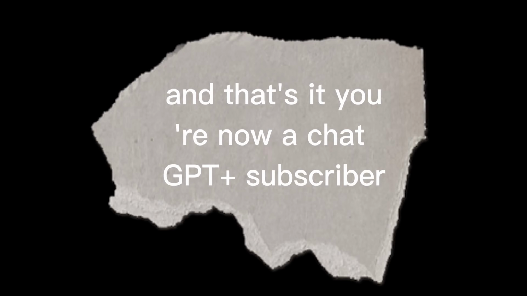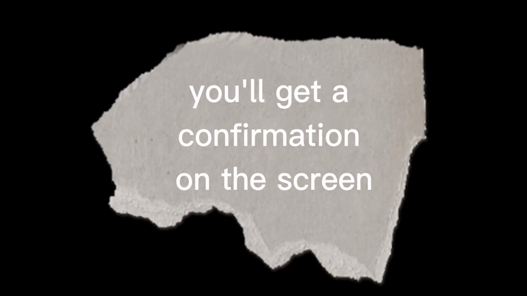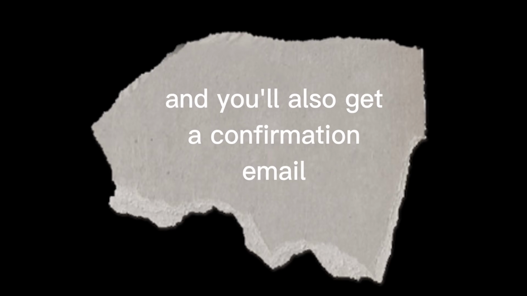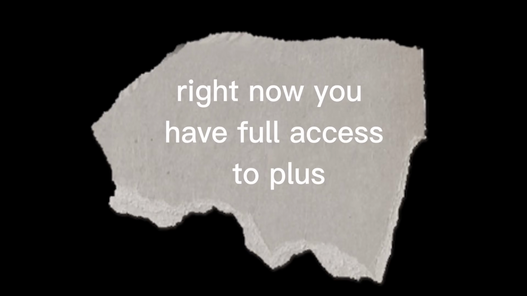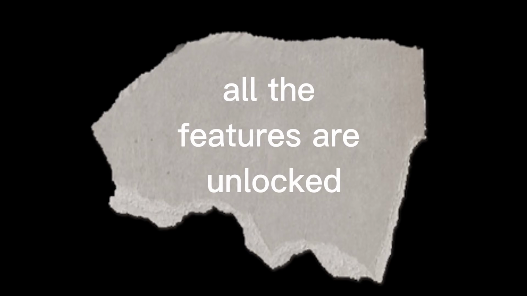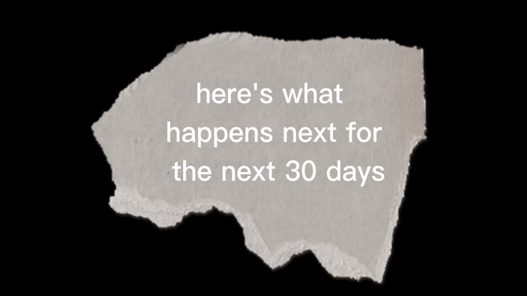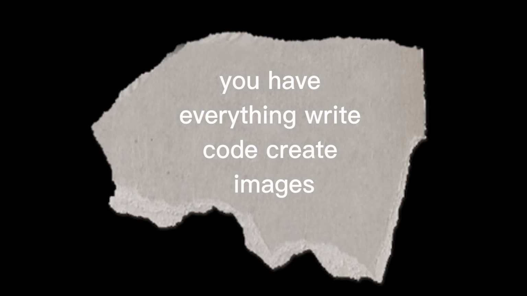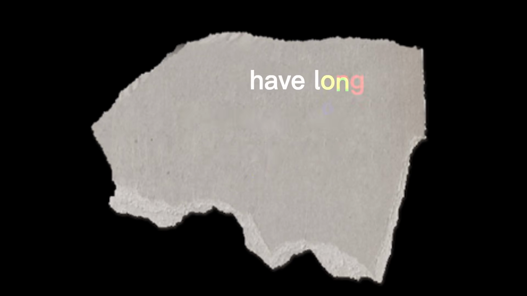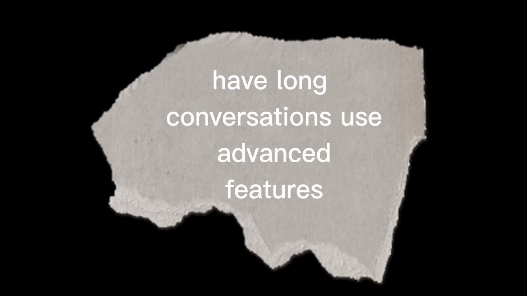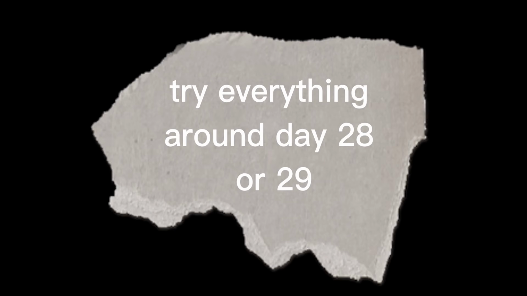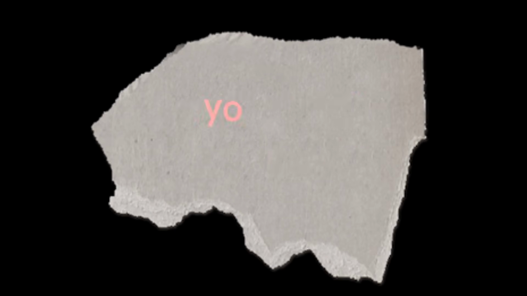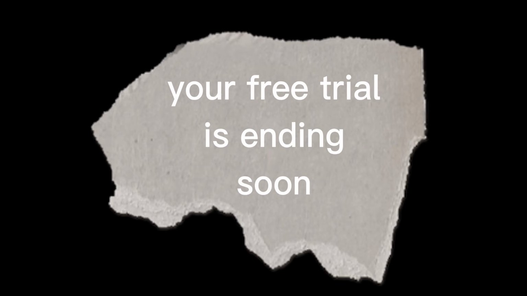And that's it. You're now a ChatGPT Plus subscriber. You'll get a confirmation on the screen, and you'll also get a confirmation email. Right now, you have full access to Plus. All the features are unlocked. Here's what happens next. For the next 30 days, you have everything. Write code, create images, have long conversations, use advanced features. Try everything. Around day 28 or 29, you'll get an email saying your free trial is ending soon.